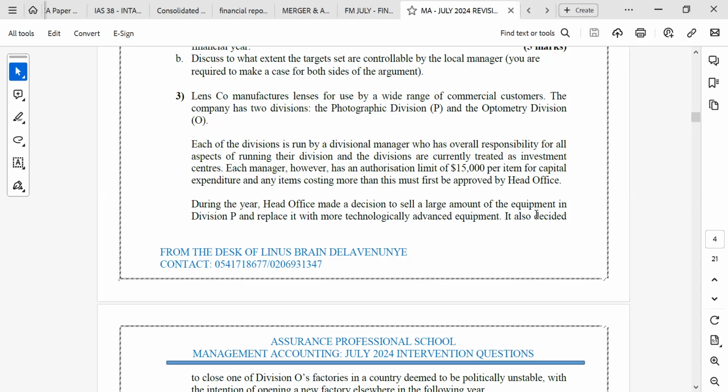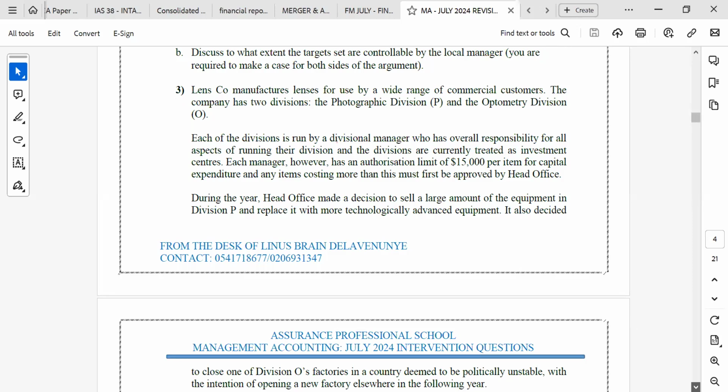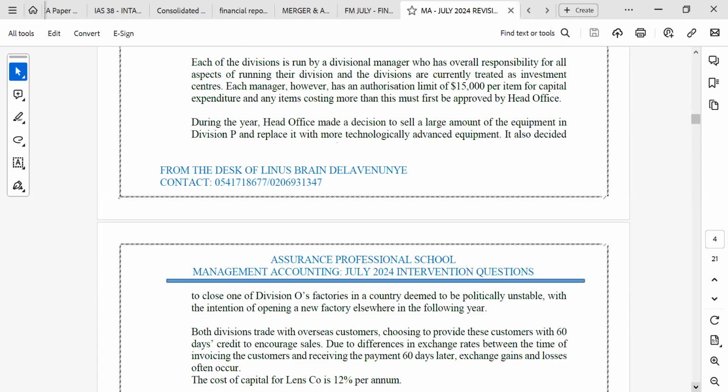During the year, head office made a decision to sell a large amount of equipment in the division P and replace it with more technologically advanced equipment. It also decided to close one of Division O's factories in a country deemed to be politically unstable.